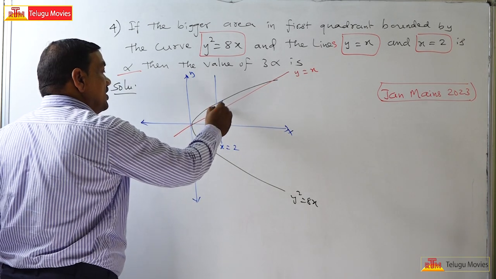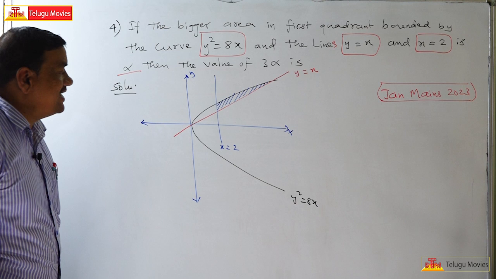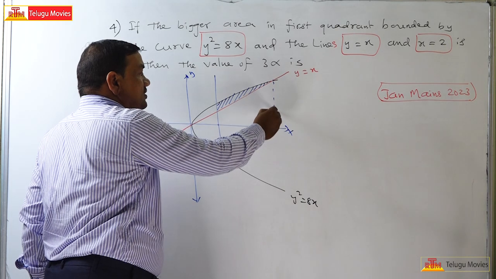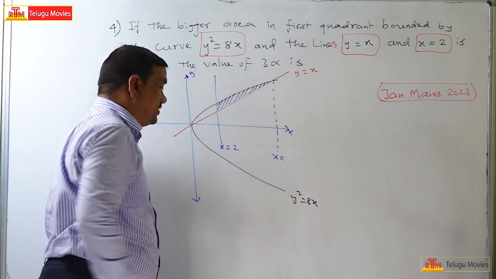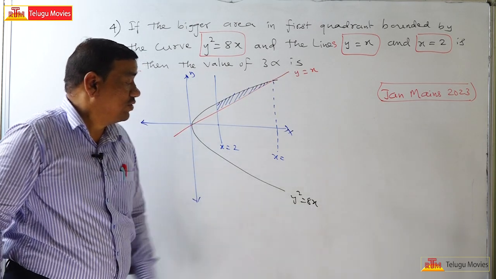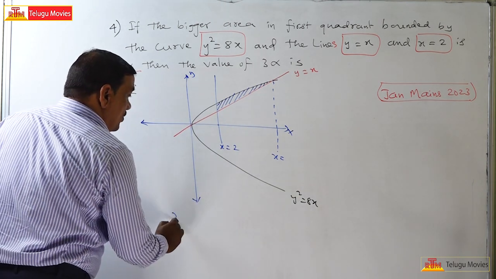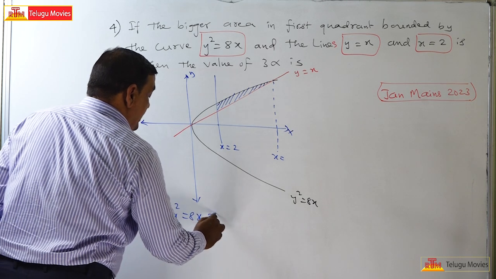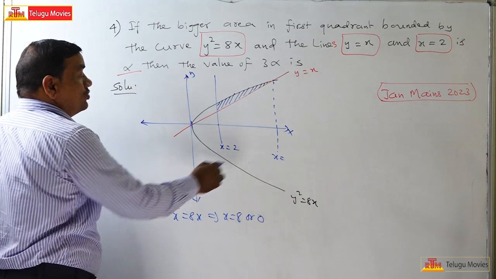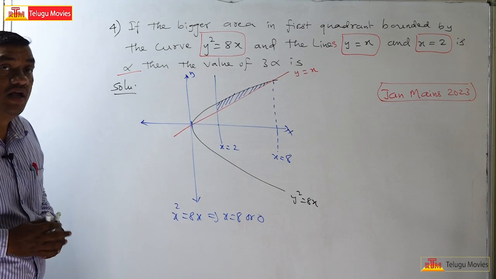Now we have to find out the area bounded by the curve y square is equal to 8x and the line y is equal to x and x is equal to 2. Now we have to find this upper bound, so x is equal to how much? For that, you have to solve y is equal to x and y square is equal to 8x. Now let us solve it. Putting y is equal to x, x square is equal to 8x, so x is equal to 8 or 0. So x is equal to 0, x is equal to 8.